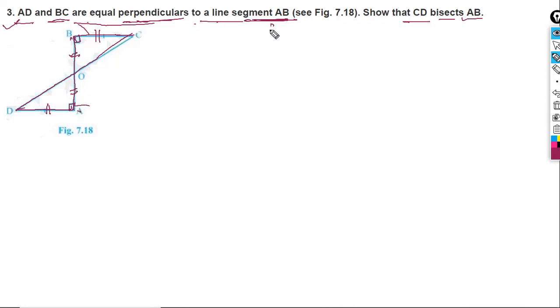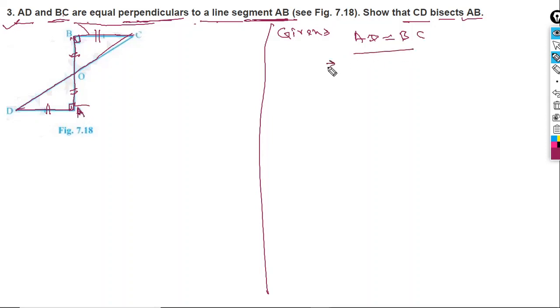So what is given to us? Given is AD equal to BC. AD equals BC is not visible, this is A. So given is AD equal to BC, and what else is given? Angle B equals angle A equals 90 degrees. Okay, this much is given.